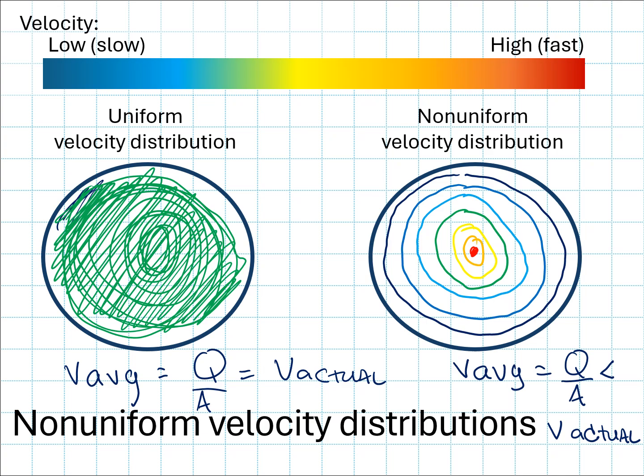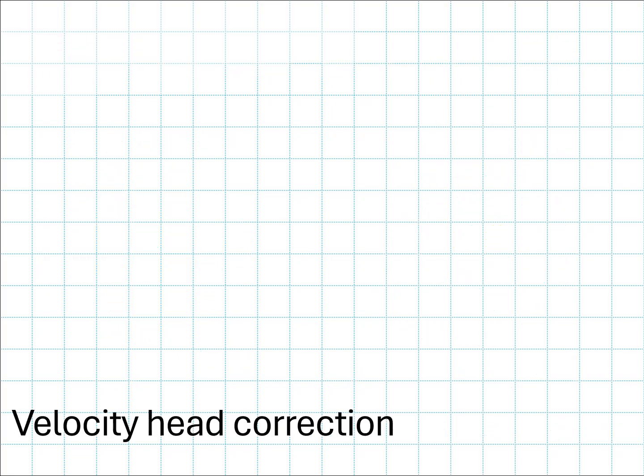So we may know qualitatively that our non-uniform velocity distribution looks something like what we've drawn here because we know about boundary layer physics, and we know that we're going to have faster flow further from the boundary, slower flow close to the boundary, but that doesn't mean we can necessarily quantify it. So this leads us to another problem, which comes in the form of estimating the energy of a flow.